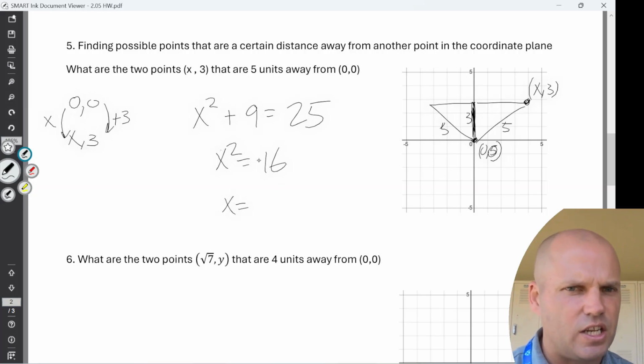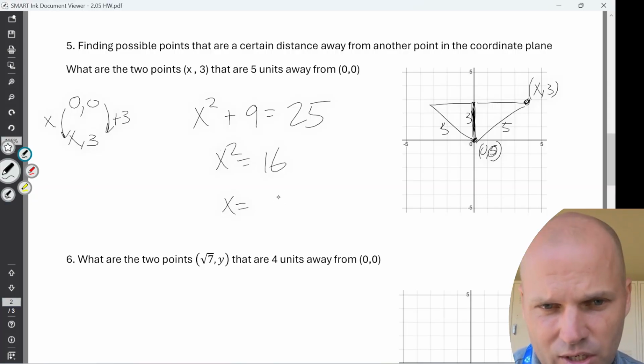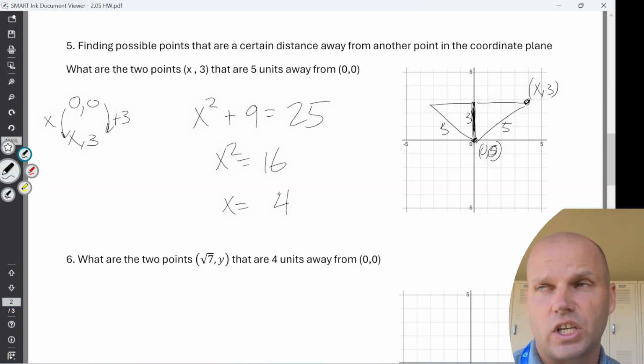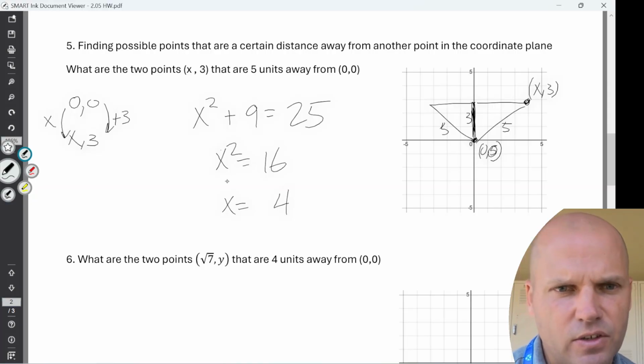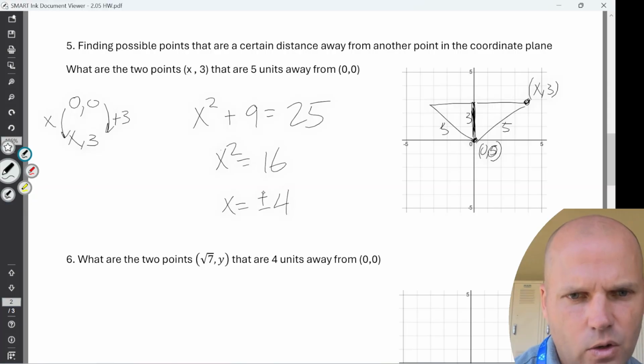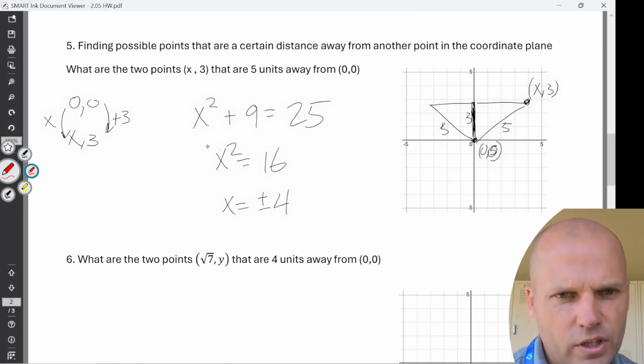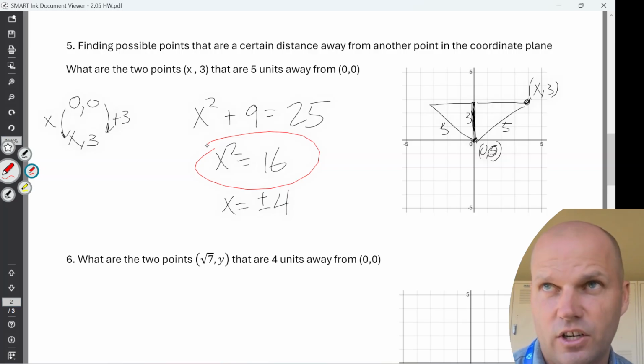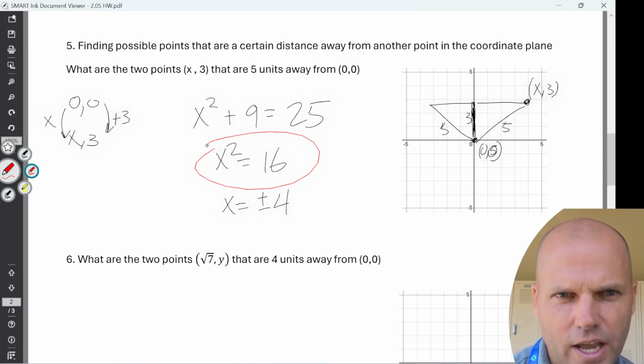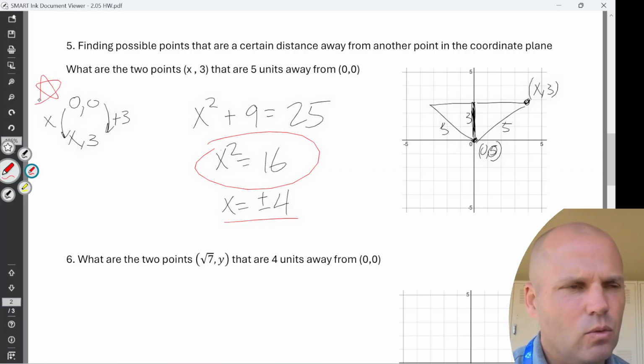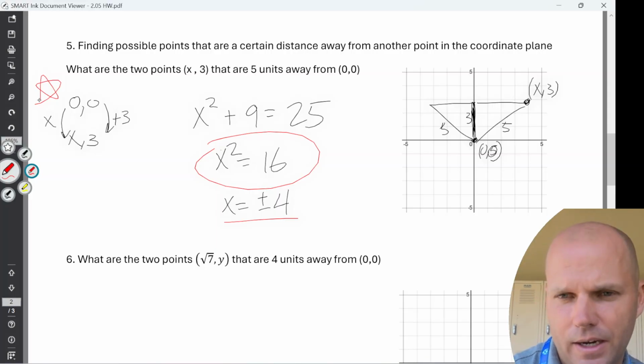X squared equals 16. We usually say x could equal just the square root of 16, and we just leave it as a positive 4. But since we're in the coordinate plane, we realize that there are 2 solutions to x squared equals 16. X could equal positive or negative 4. So that's one way I want you to think about it.